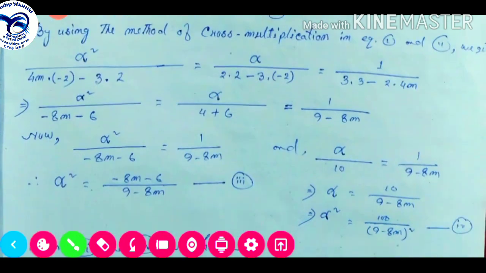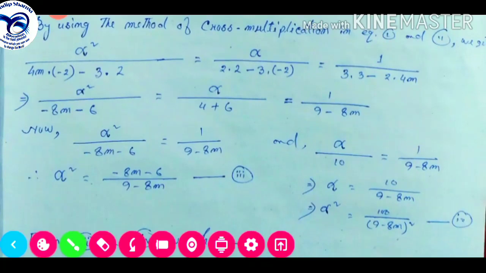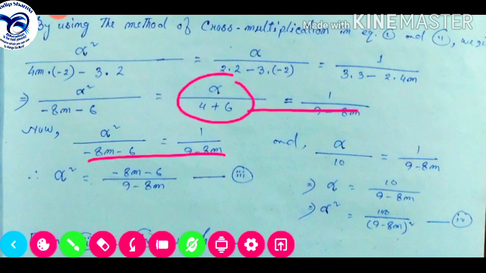Now we'll multiply this one. So it will be alpha square divided by minus 8m minus 6, and alpha will be 4 plus 6 is equal to 1 divided by 9 minus 8m. So alpha square divided by 8m minus 6 is equal to 1 by 9 minus 8m. And again this part is equal to this part. So 4 plus 6 is equal to 10. So alpha divided by 10 is equal to 1 divided by 9 minus 8m. So the alpha value will be, this 10 will go top, so 10 divided by 9 minus 8m.